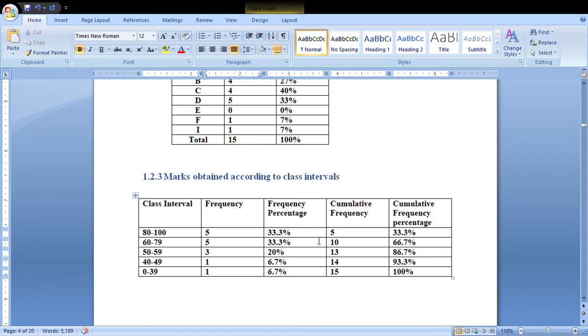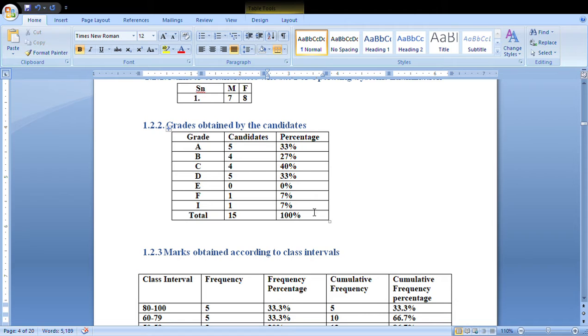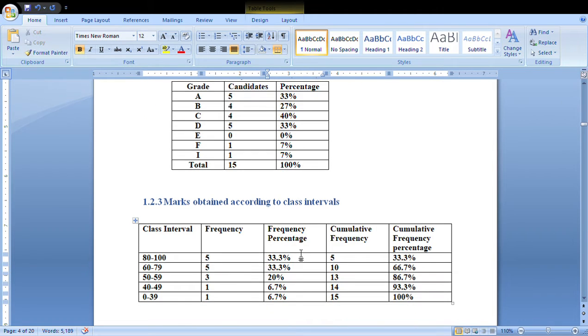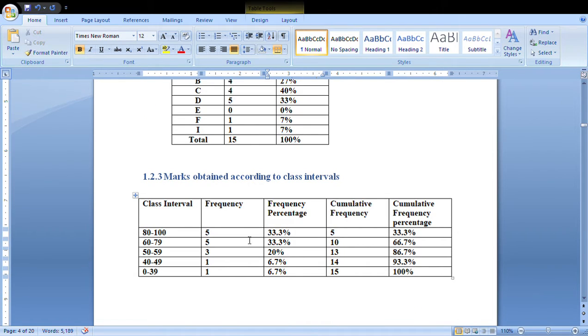Then we are supposed to calculate the frequency percentage. The frequency percentage is calculated the same way we calculated the percentage of candidates for each grade. From 80 to 100 we have 5 students. So we take 5 and divide by 15, where 15 is the total number of students, and then we multiply by 100 to find the percentage.